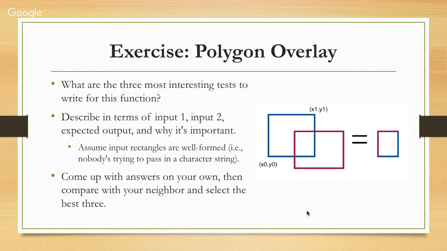What are the three most interesting tests that you would write to make sure that this works correctly? You want to describe this in terms of your inputs, the two rectangles that you're getting, and what you expect the output to be, and why that's important. You don't have to assume that anything is going to be funky with the input. You're not going to get Bob as your input. You're going to get two rectangles. So let's take a few minutes, like before, to come up with some answers on your own. What do you think would be some effective, interesting tests to write for this? Then talk to your neighbor and discuss what you think is the best, and we'll come back together after about five minutes or so.